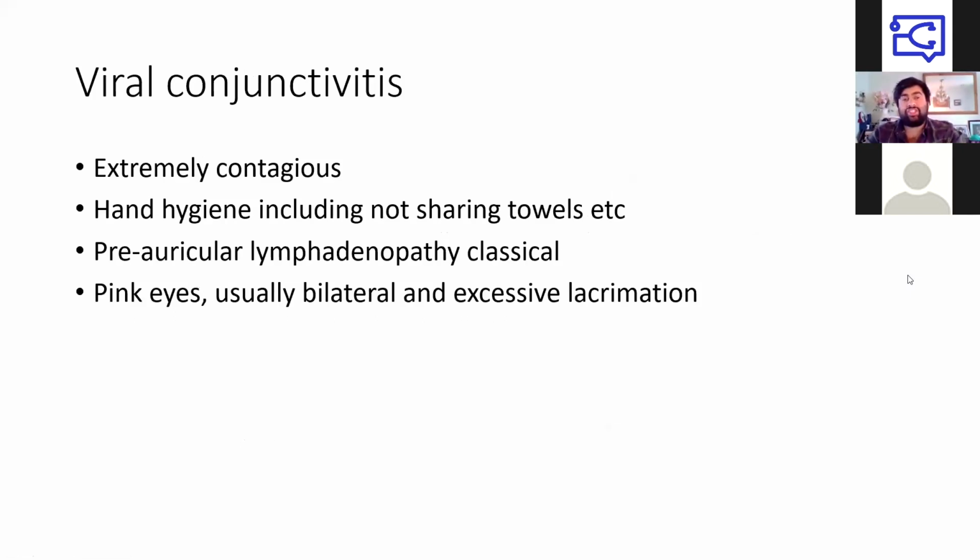Viral conjunctivitis, just like viral upper respiratory tract infections, is very common and obviously will not really benefit from treatment with antibiotics. One of the things that you might see in single best answers is that these are particularly contagious types of conjunctivitis. So you might have, for example, a family where two or three people have all had bilateral red eyes, which are itchy and gritty, and they get lots of lacrimation.